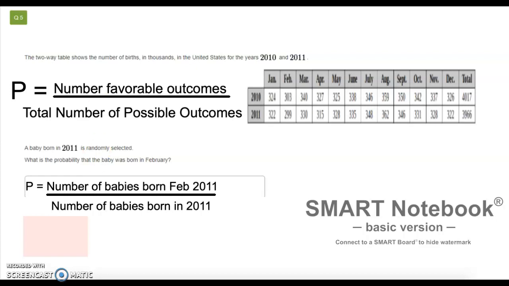So when we're doing probability, remember probability we write as a ratio, and it's comparing the number of favorable outcomes to the total number of possible outcomes. So here in this problem, they're telling us that a baby is born in 2011. So right away, we can ignore everything in this row about 2010. We don't need to use any of that information because we already know the baby is born in 2011.